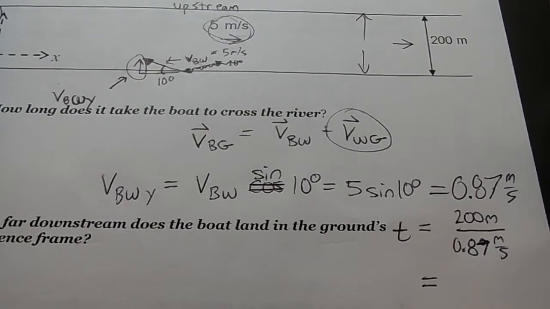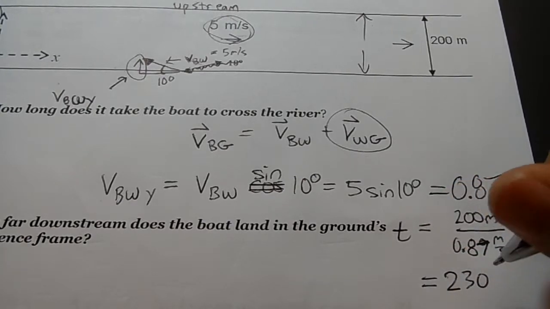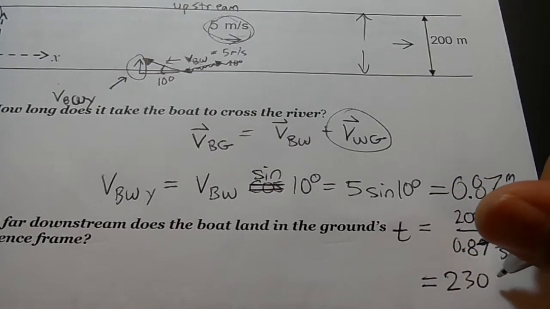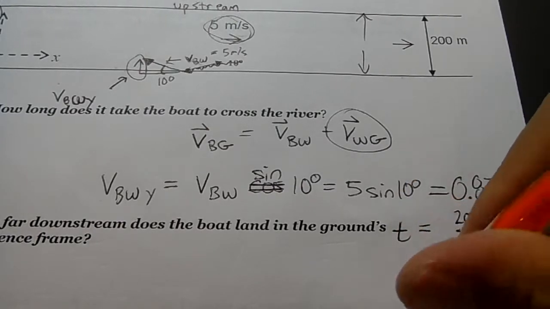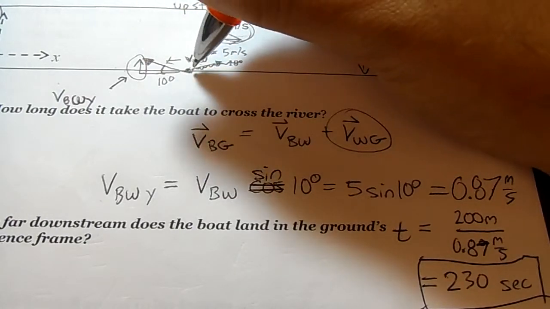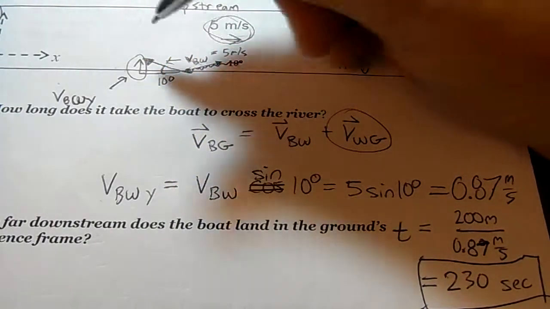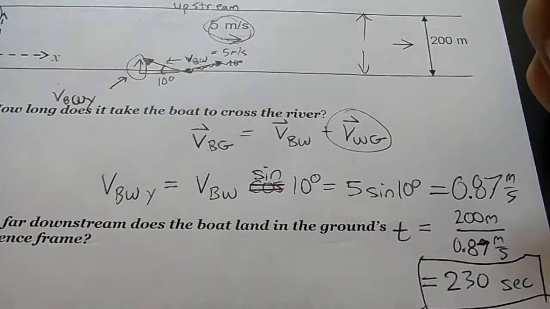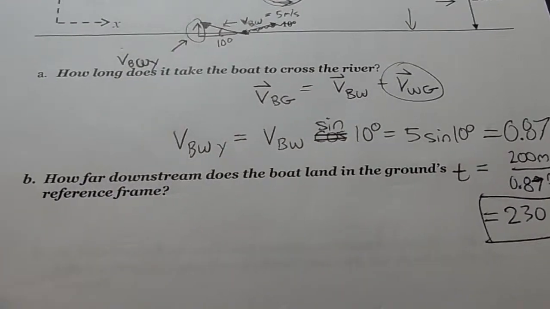Whoopsie, 200 divided by... the answer is 230. I'll just round it to that, 230 seconds. Okay? Very good. It's actually the same answer that we would have gotten if we hadn't flipped this across. You can see that the y component doesn't care if it's 10 degrees upstream or downstream, the way I've drawn it, which means this is actually the same answer as what you got in the worked example for week 4. Okay, now let's move on.